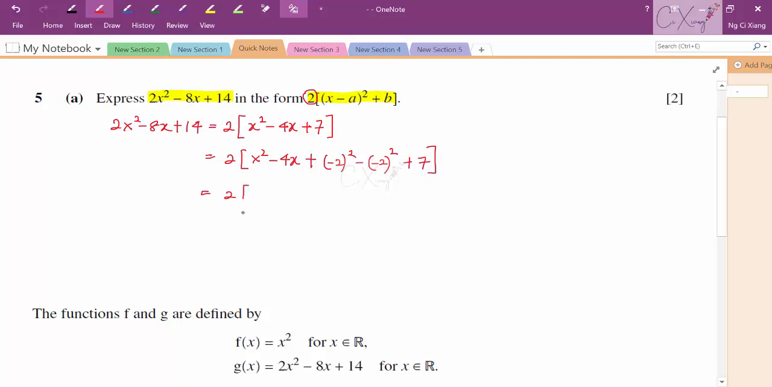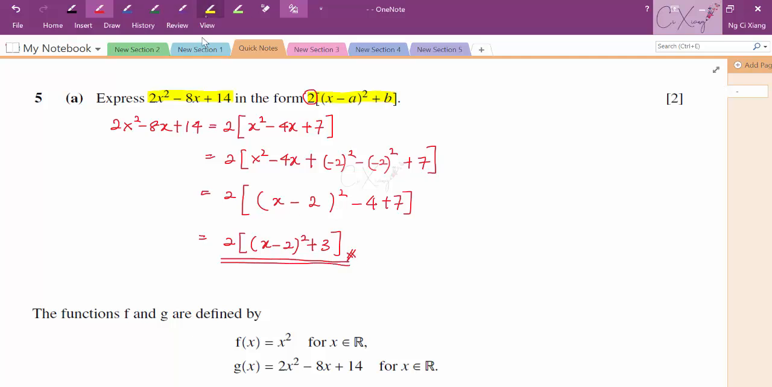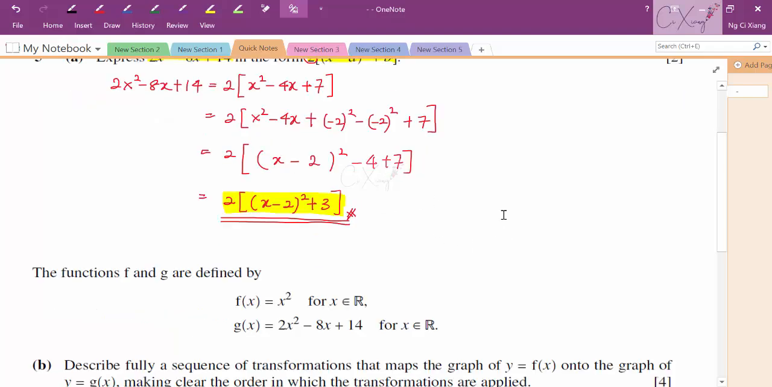Alright, so I try to combine the first 3 terms as one bracket with a square outside. So I'm having x minus 2. Expand this one, I will have negative 4 plus 7. And eventually I will get 2 with the bracket of x minus 2 squared plus 3. And this is exactly the pattern that they want us to show. Right? Then now let us proceed to part B.